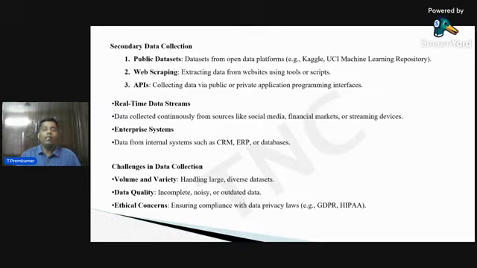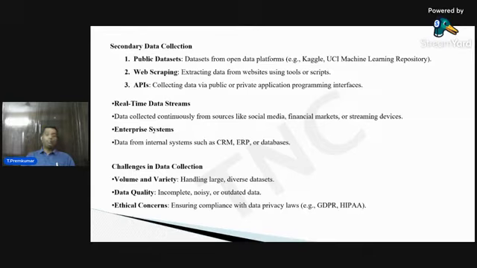That is, we can get the datasets from open data platforms online, and that is called the public dataset. The next one is web scraping, extracting data from websites using tools or scripts. Then the API, collecting data via public or private application programming interfaces. Then real-time data streams, which is data collected continuously from sources like social media, financial markets, or streaming devices.